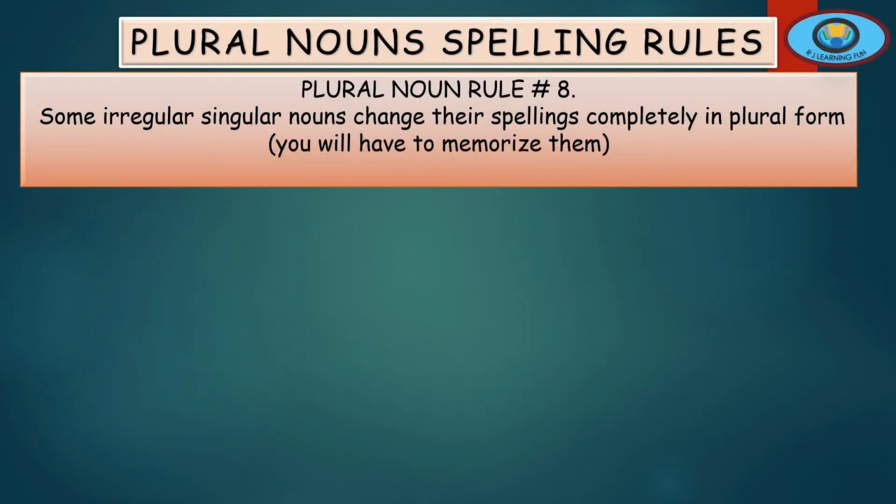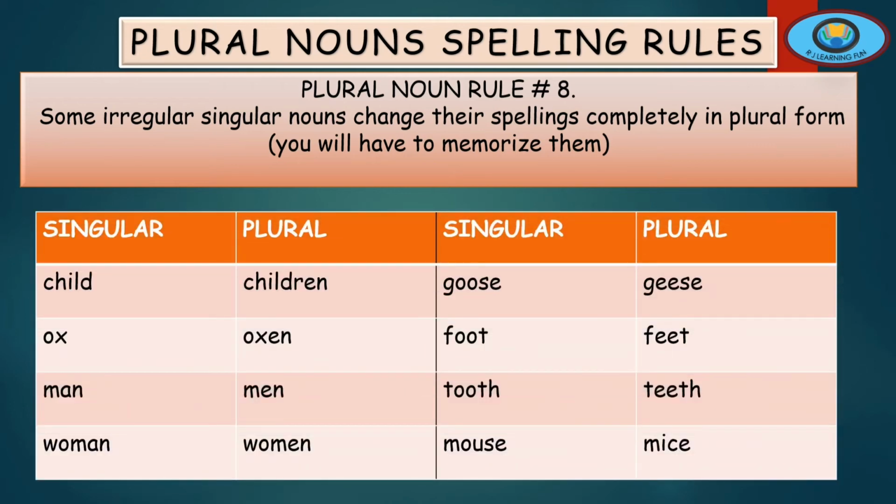Plural noun rule number 8. Some irregular singular nouns change their spellings completely in plural form. Regular singular nouns can be changed into plural form by adding just S or ES. But this is a list of some irregular singular nouns, and you will have to memorize their plural form.